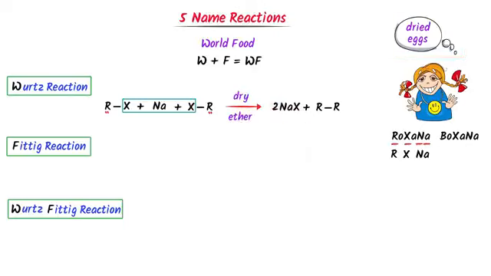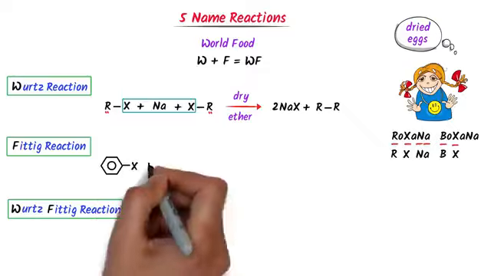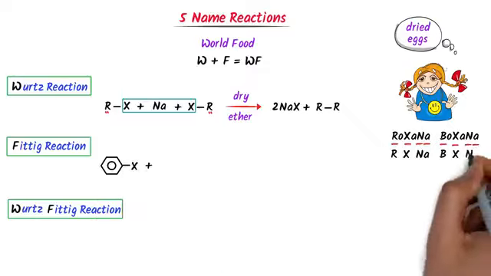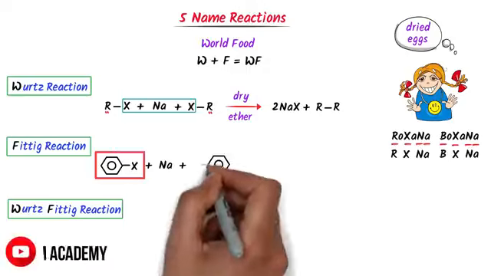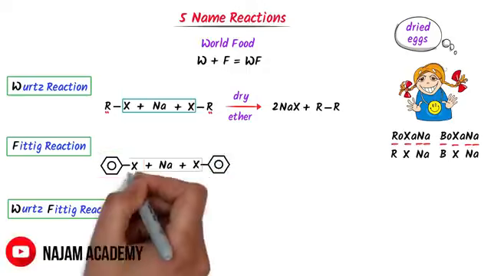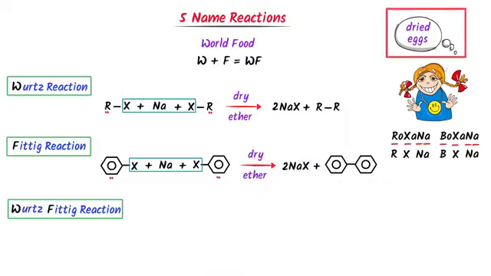Now in case of Fittig reaction, I consider Buxana. This B in Buxana stands for benzene ring and this X or halogen is attached to it. Plus this Na stands for sodium, plus I take this benzene and X, I rewrite it here. Now sodium will react with these 2 halogens to form 2 sodium halide, plus this benzene ring and this benzene ring join together to form diphenyl. This dried egg stands for dry ether. Thus this is the Fittig reaction.